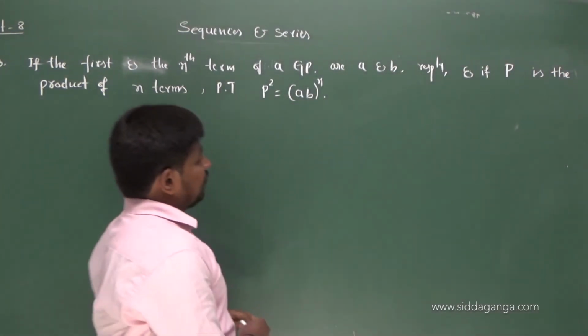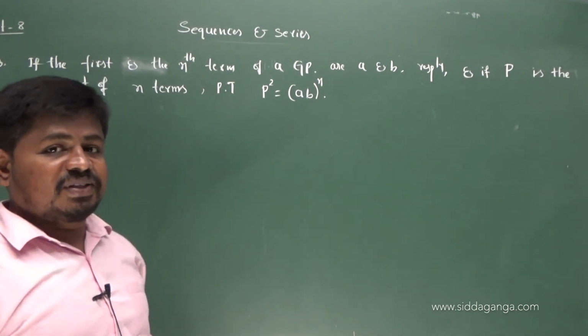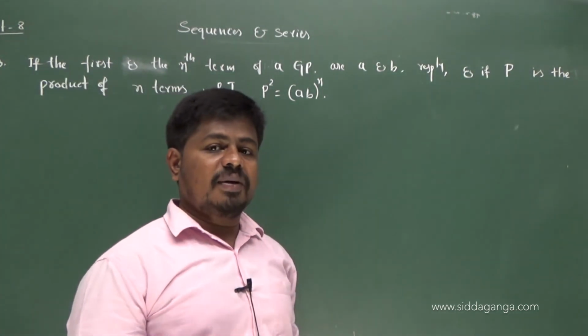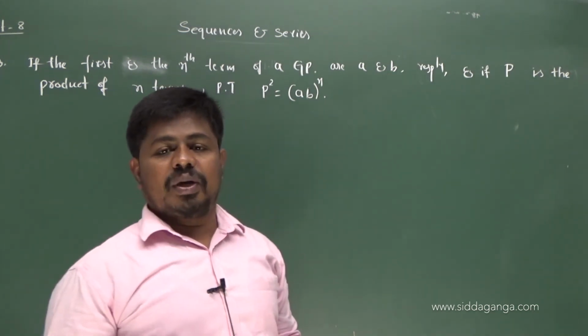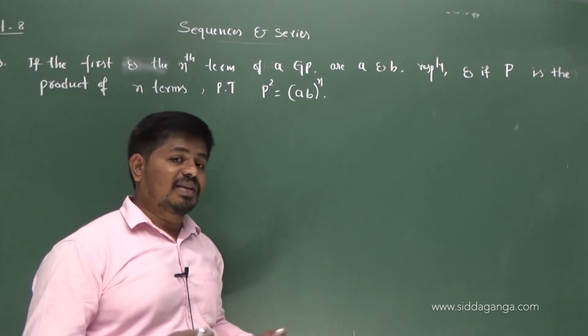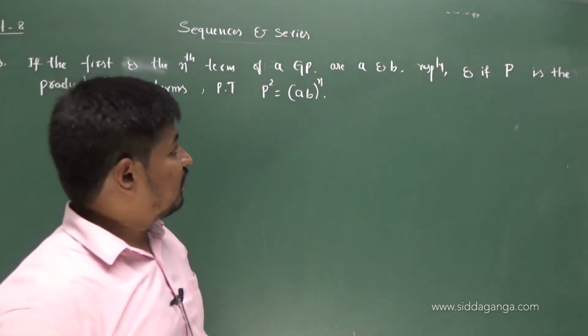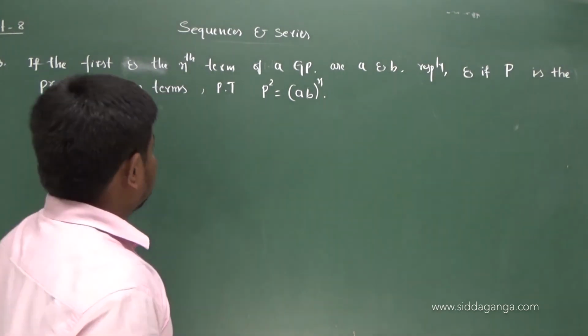What is B? It is AR power of n minus 1. If the first term is A, the second term becomes AR, the third term becomes AR square, and so on. The last term, the nth term, is AR power of n minus 1. Instead of AR power of n minus 1, they have given B.